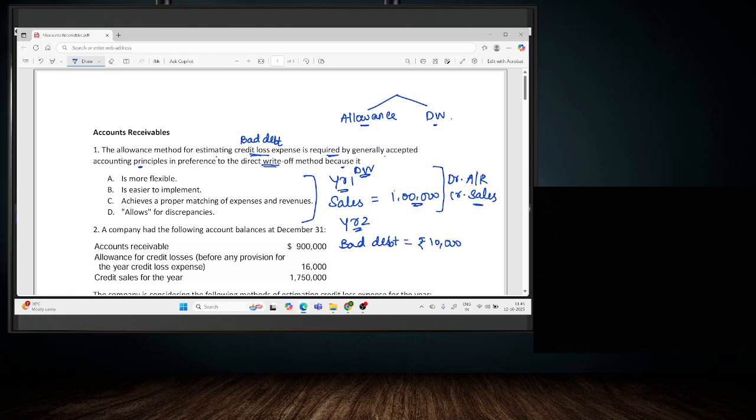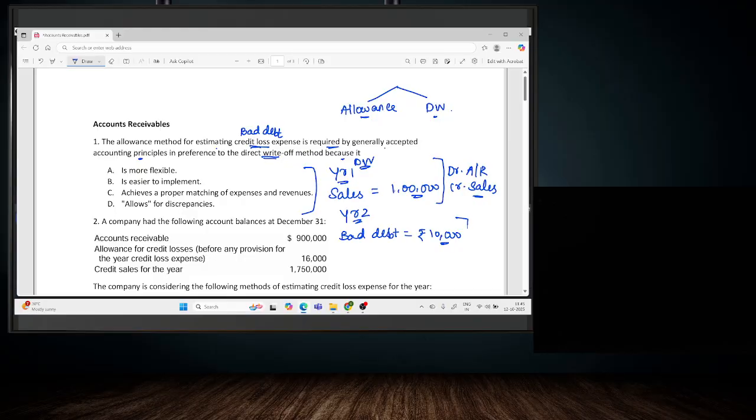In the second year, the customer did not pay the money. So there is a bad debt of 10,000 rupees. Bad debt expense of 10,000 rupees is there. So in the second year, what you will do is you will debit bad debt expense to your P&L 10,000 and you will credit your accounts receivable by 10,000. So in direct write-off method, you will wait for the customers to go bankrupt, which means you will recognize the expense only when the customers did not pay the money. So in second year only you are recognizing this expense of 10,000 rupees. So this is how direct write-off method works.